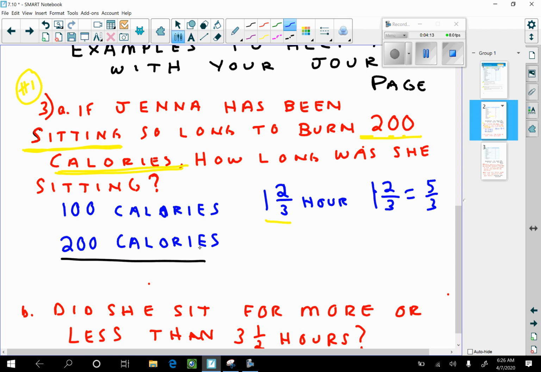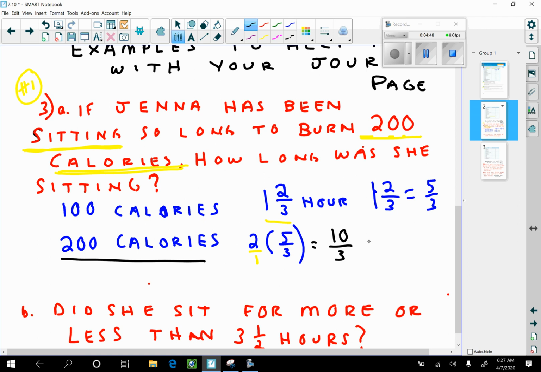If I'm burning 200 calories, that means I'm going to take 2 times 5/3. And we know how to multiply fractions. 2 times 5/3, 2 is the same as 2/1. And I'm going to multiply the tops. 2 times 5 is 10. 1 times 3 is 3. So we get 10/3. How many hours is 10/3 of an hour?